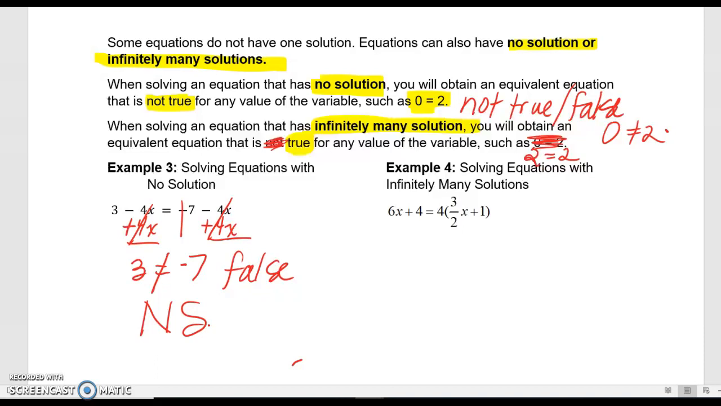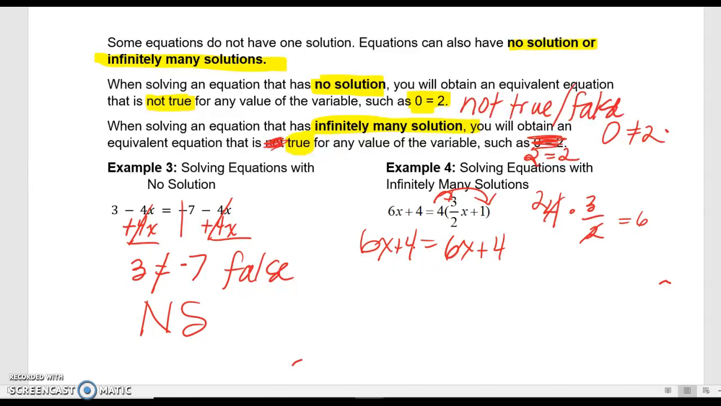In example 4, please note that first we need to simplify this one by distributing the 4 on the right. I know multiplying by fractions is sometimes hard, so what I typically do is a little scratch work out here in the margin. So notice here I can cross cancel. 2 goes into 4 twice, and then multiplying straight across, 2 times 3 is 6. So that means when I multiply 4 times 3 halves x, I get 6x, and then 4 times 1 is 4. I still have my 6x plus 4 on the right, or on the left, sorry.